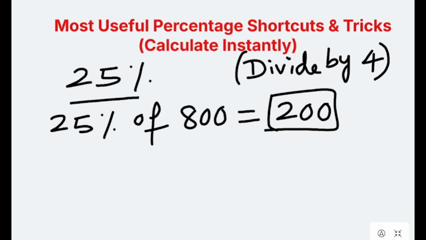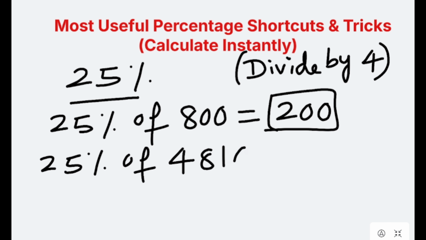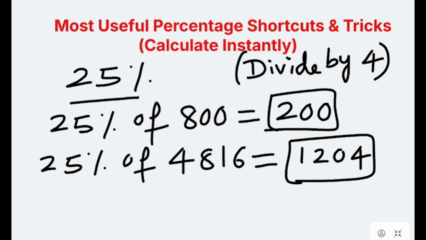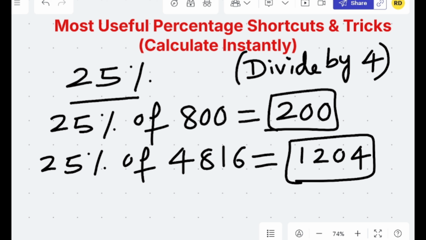Let's take another example. Say we are finding 25% of a 4-digit number. For example, we take 4816. So what is 25% of this 4-digit number? Same thing, you just have to divide this number by 4. When you divide this number by 4, 4 ones are 4, 4 twos are 8, and then 0. 4 times 4 is 16. So the answer is going to be 1204. So 25% of 4816 is 1204. Alright, let's see the next trick.